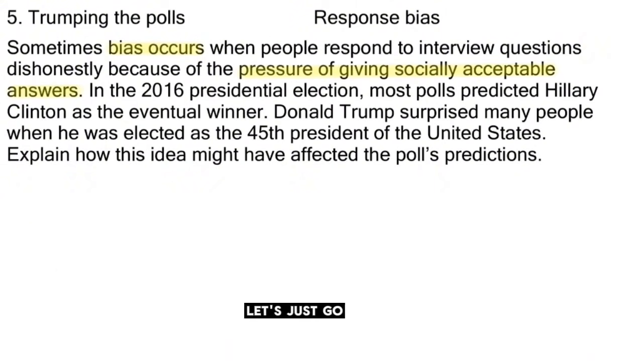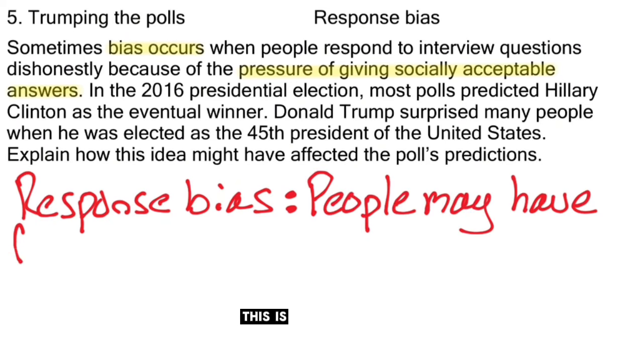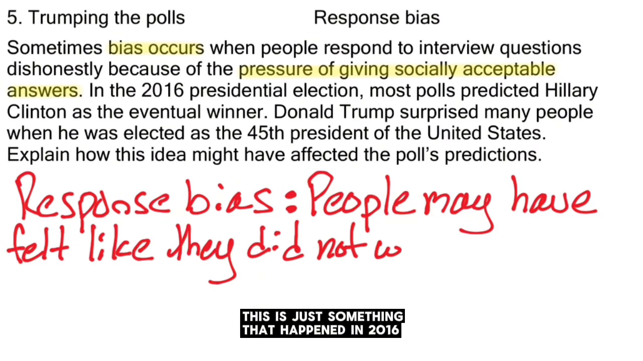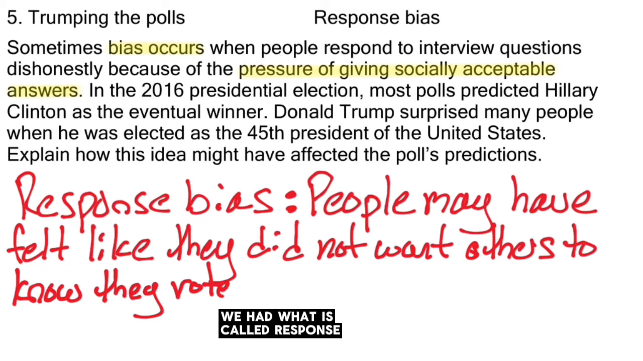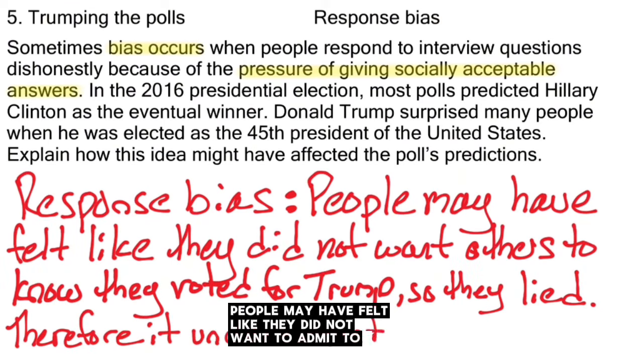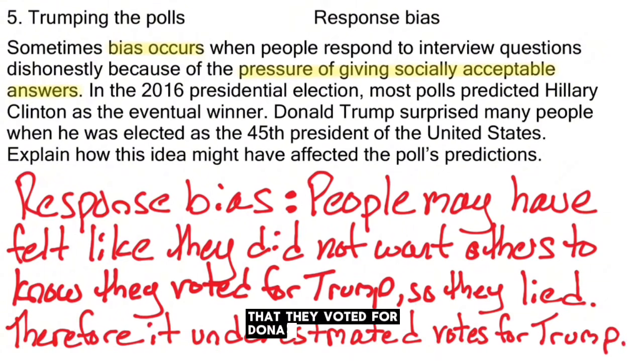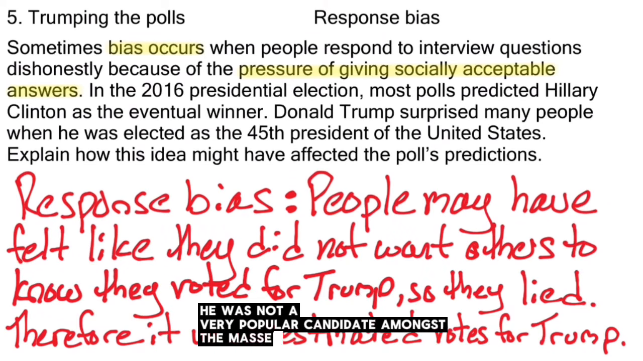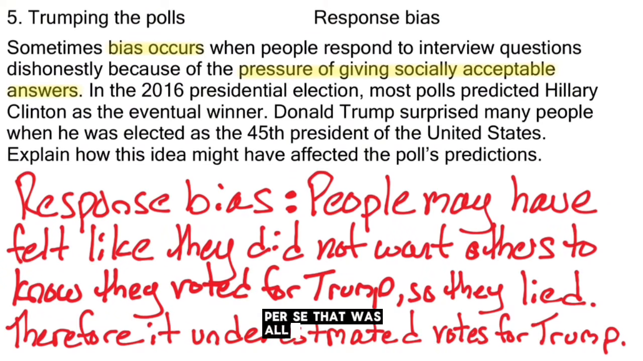So let's just go ahead and let this solution kind of play out. This isn't meant to be political one way or the other. This is just something that happened in 2016. We had what is called response bias occur. People may have felt like they did not want to admit to others that they voted for Donald Trump, because at the time in 2016, he was not a very popular candidate amongst the masses per se. That was all around in the media and being talked about, and there were comedians making fun of him, and it just wasn't being taken seriously.